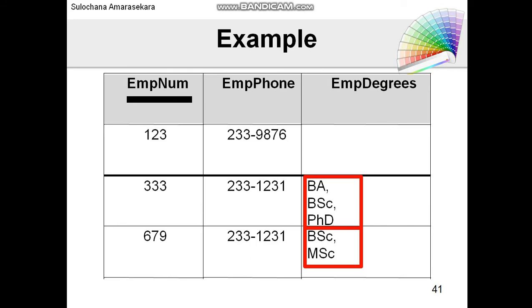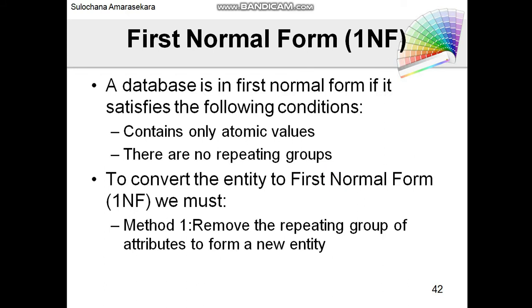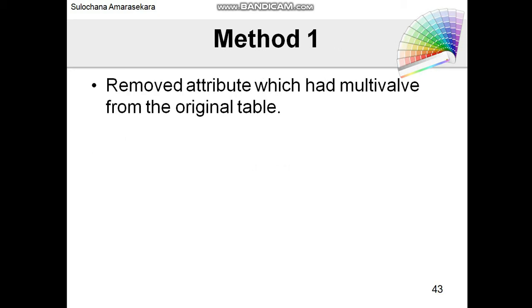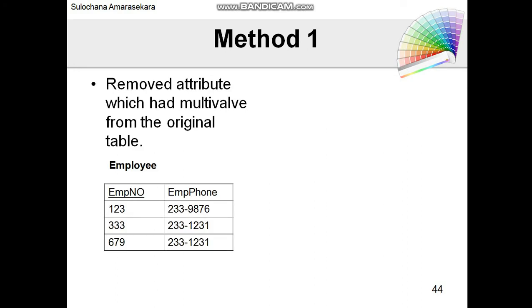Now it is time to convert the table into first normal form. There are two methods for that. Method 1 is to remove the multi-value attribute from the original table and create a new table for the removed multi-value attribute. Now I am going to use method 1 to convert my table into first normal form. According to it, we need to remove the multi-value attribute from the original table. You can see here I removed the EMP degree column from the employee table. Now this table contains only atomic fields. Because of that, it is in first normal form.